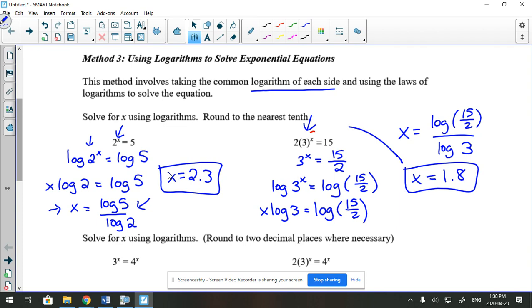You can test it out as well. If you go back into here and substitute in that 1.8 there, you should get approximately 15 when you type it in your calculator. We rounded, so it might be slightly off, but it should be very close. So you can always check your answer that way.